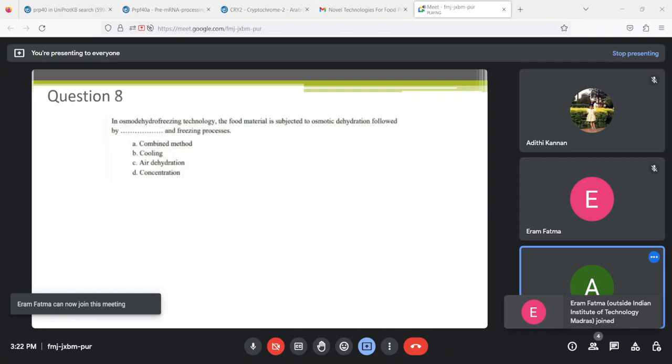Moving to question 8. In osmodehydrofreezing technology, the food material is subjected to osmotic dehydration followed by dash and then freezing processes. So you have A, combined method, B, cooling, C, air dehydration, and D, concentration. So the name itself suggests the osmodehydrofreezing technology. So what is the second step after osmotic dehydration?